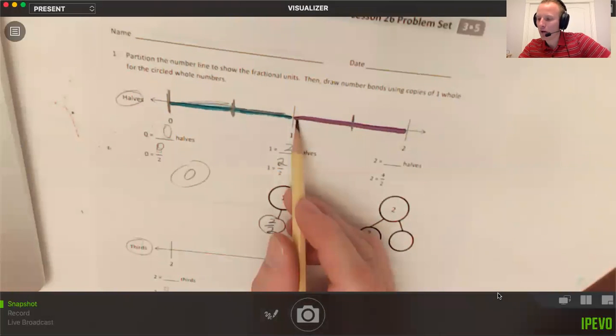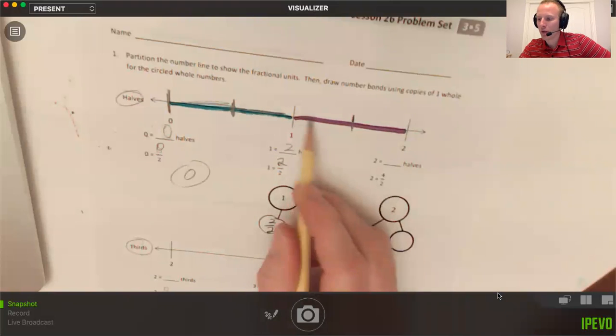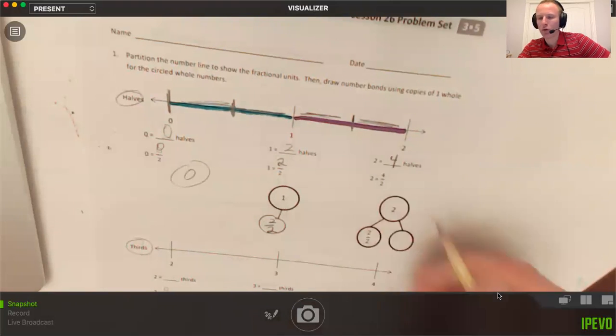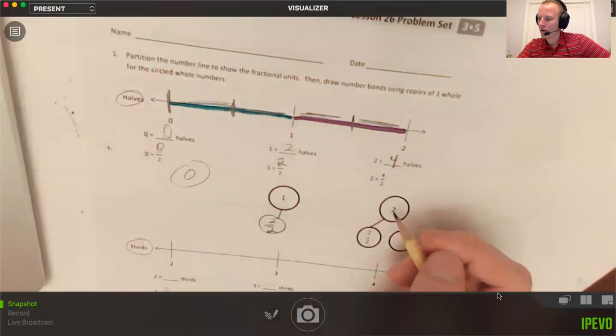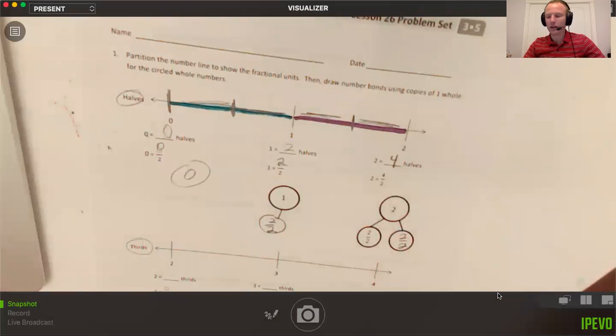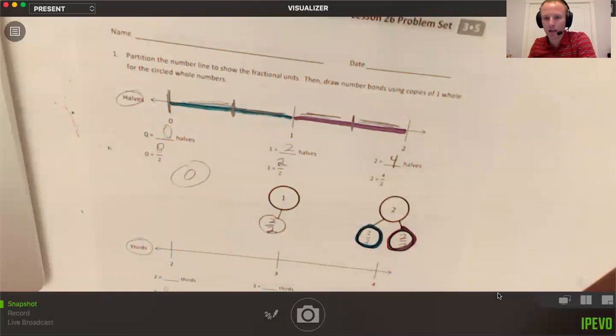Now I shift into a new color. I'm marking on my second whole here. I've already used 2 halves. Here's my third half and my fourth half. So 2 equals 4 halves. Okay, so I have 2 halves here, and I need another 2 halves here. So you could almost think of this, like I could almost outline them here, like in the first color and the second color.